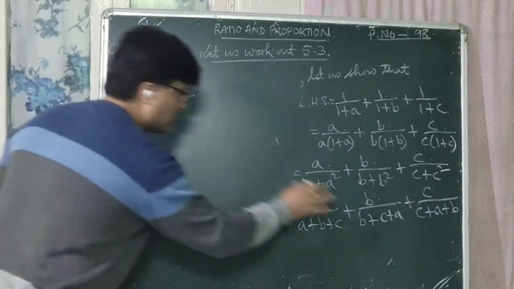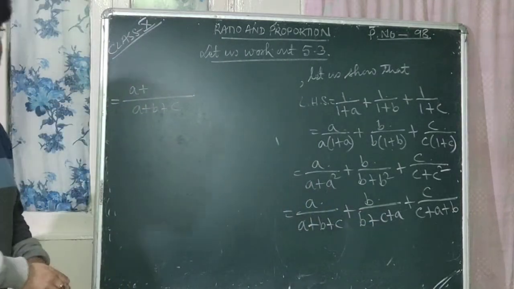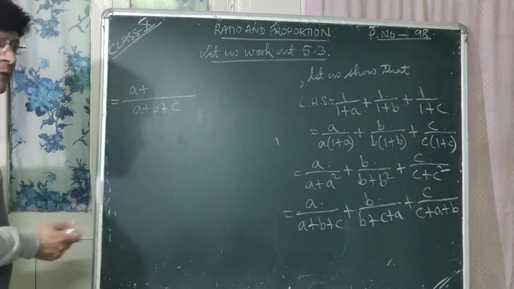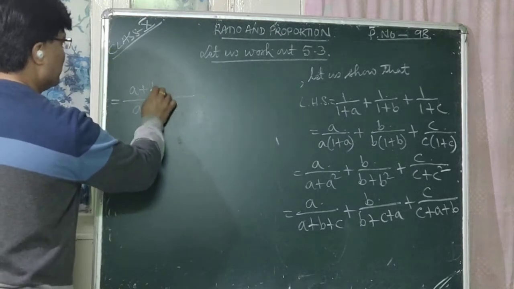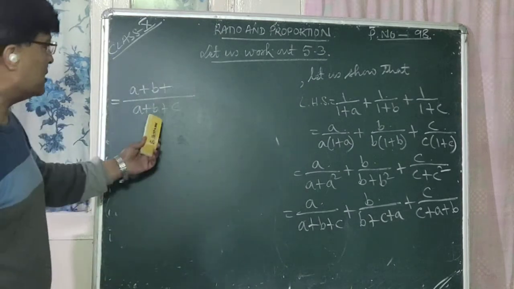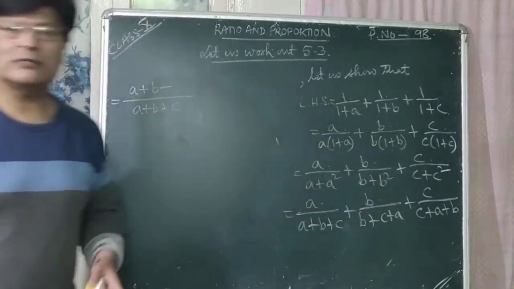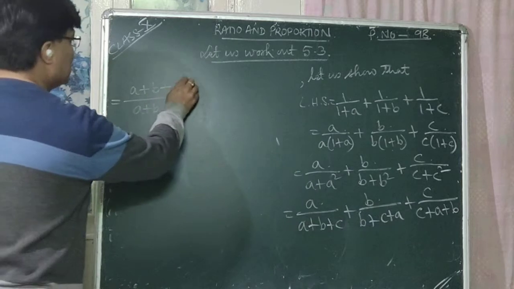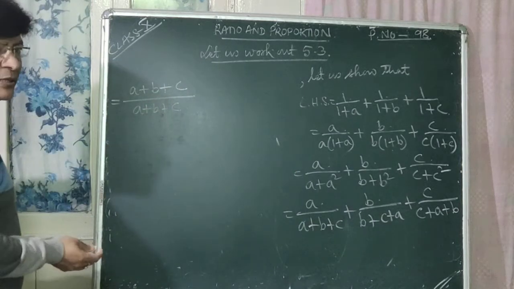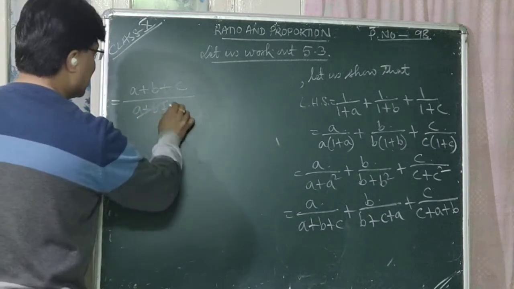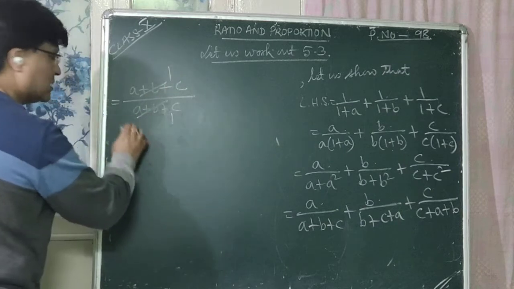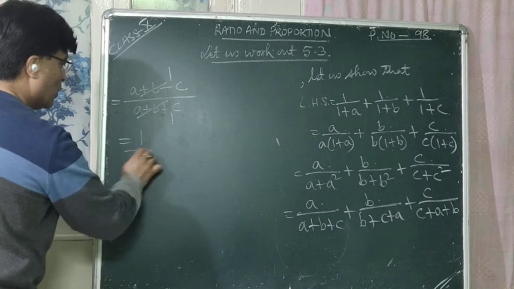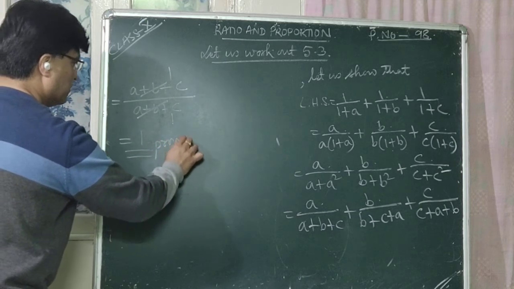Again this LCM is divided by the next factor, that is b plus c plus a. That is also 1. And this one should be multiplied by the numerator. So 1 into b is b, plus. Again this LCM is divided by the denominator c plus a plus b, that is also 1. And that one should be multiplied by c, that is 1 into c is c. Okay. So we can cancel these two. That means a plus b plus c divided by a plus b plus c is equal to what? 1. So it is proved.